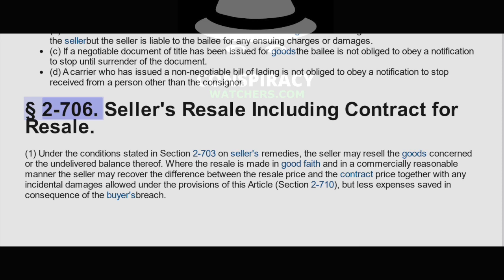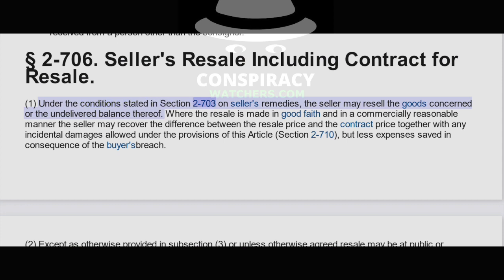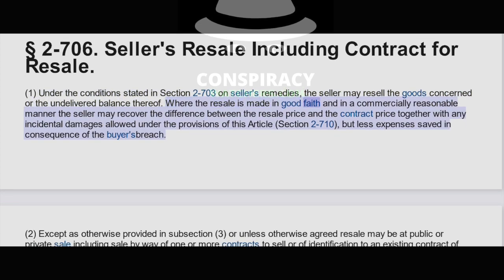Section 2-706. Seller's resale, including contract for resale. Under the conditions stated in Section 2-703 on seller's remedies, the seller may resell the goods concerned or the undelivered balance thereof. Where the resale is made in good faith and in a commercially reasonable manner, the seller may recover the difference between the resale price and the contract price together with any incidental damages allowed under the provisions of this article, but less expenses saved in consequence of the buyer's breach.